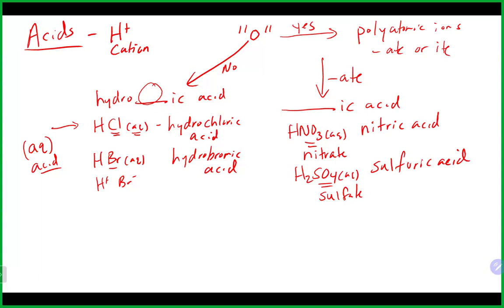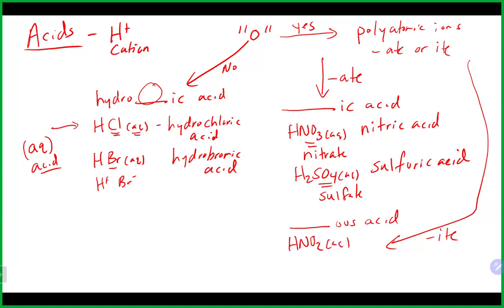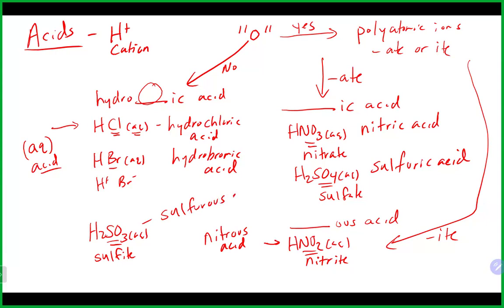Now, if your acid contains a polyatomic ion and has oxygen, and it is ITE the way it ends, then the acid is something OUS acid. So HNO2. NO2 minus is nitrite, ITE. This acid name would be nitrous acid. If you had H2SO3, SO3 is sulfite. This would be sulfurous acid.